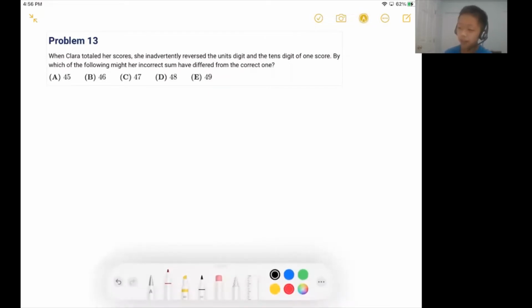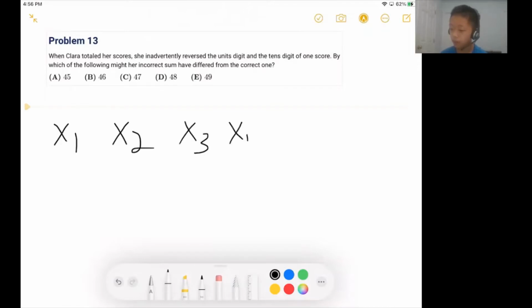Let's say she's taking a test or something, because she's adding up her scores. So we'll just assume Clara took a bunch of tests. Let's say her scores on her tests were X1, X2, ... Xn. So these are the scores on her n tests. And let me write out more terms: X3, X4, X5, all the way up to Xn, where she took n tests.